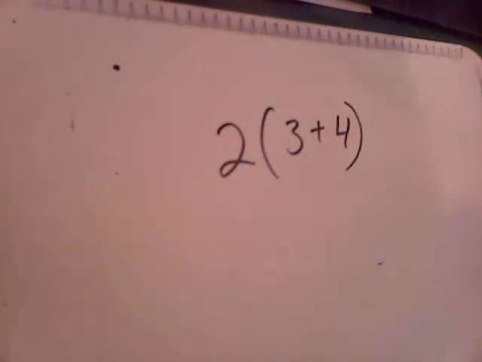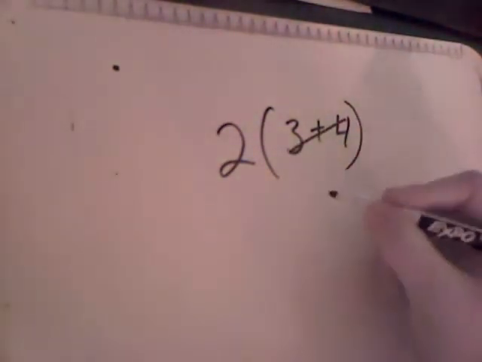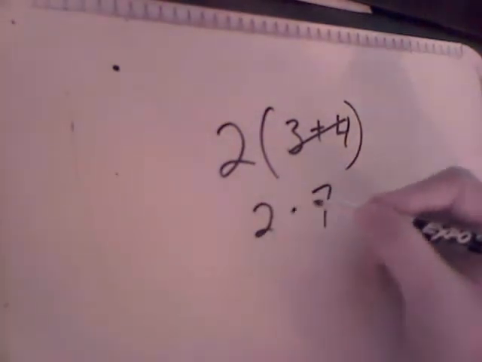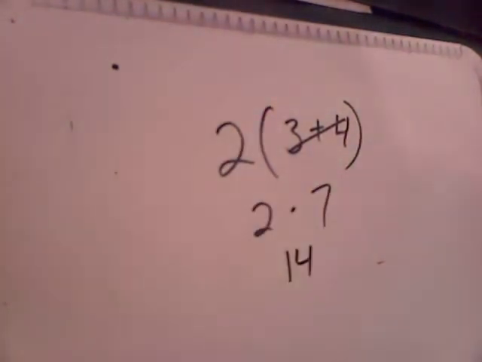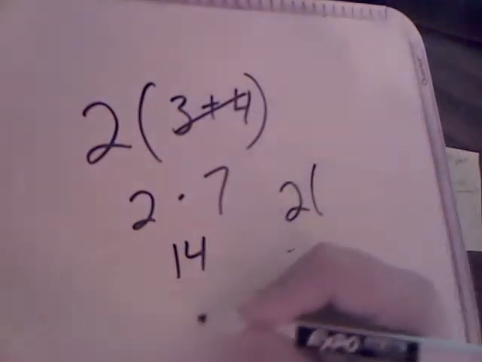Now you could very easily solve the problem using parentheses. 3 plus 4 is 7. 2 times 7 is 14. You could do it that way. But there's another way to solve this problem as well. And that's using the distributive property.